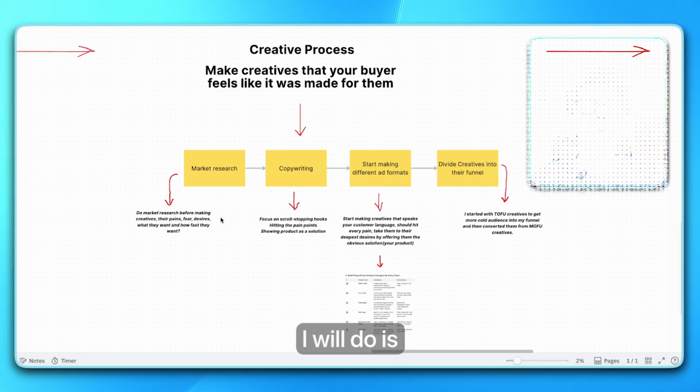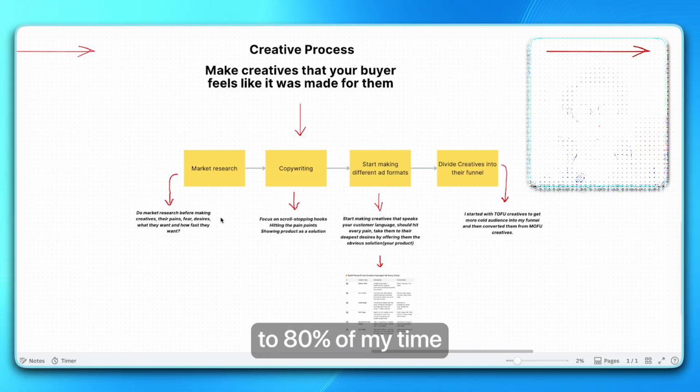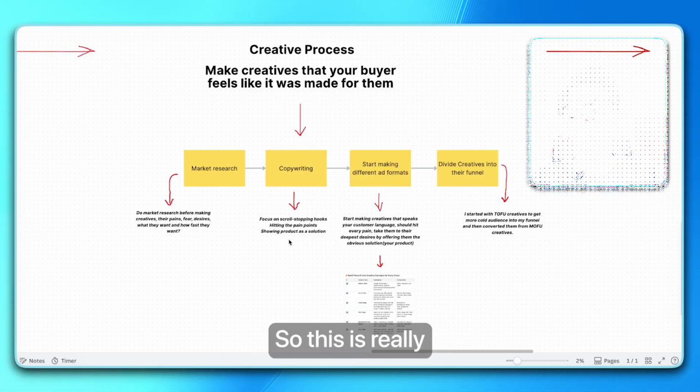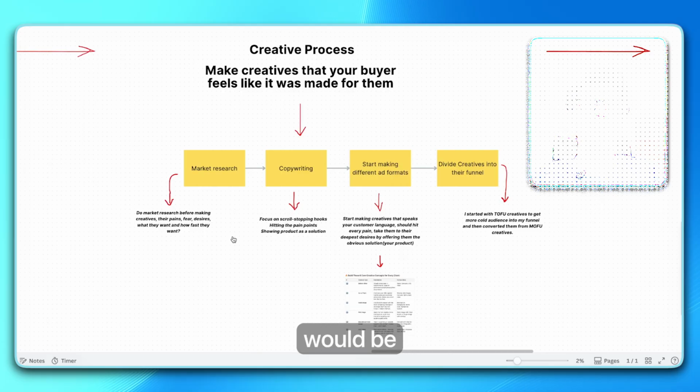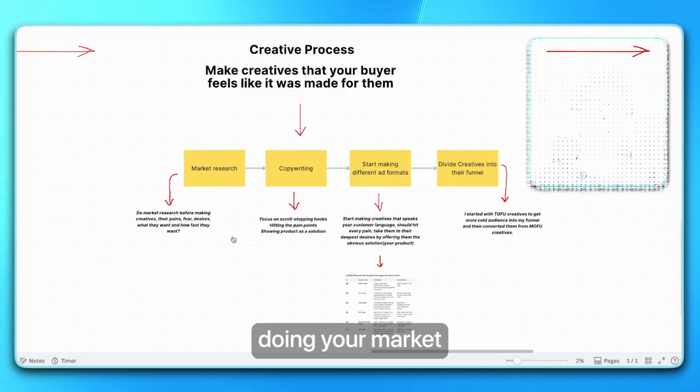So what I will do is focus 70 to 80% of my time on market research and coming up with scroll stopping hooks, right? This is really, really important. Once you have come up with your ICP's fears, wishes, and desires, your landing page would be really good, your ads would be really good, right? So just focus on the market research and spend most of your time on it.